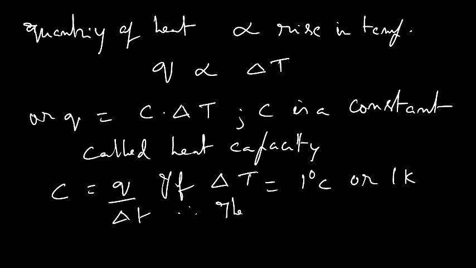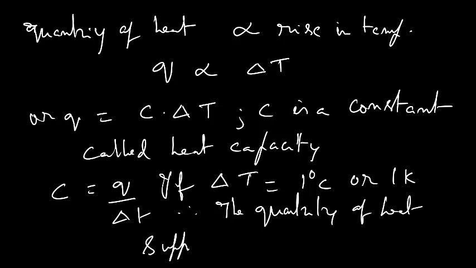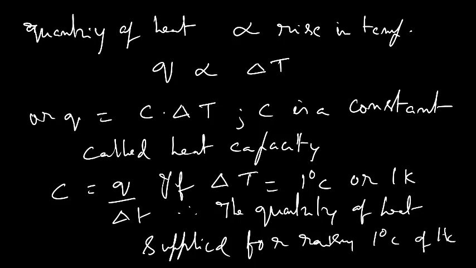Therefore, the quantity of heat supplied for raising the temperature of the substance by 1 degree centigrade is known as heat capacity. So heat capacity is the amount of heat required to raise the temperature of a substance by 1 degree centigrade or 1 degree Kelvin. Thus C equals Q by delta T.